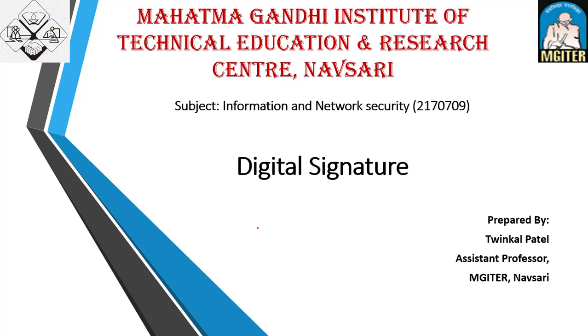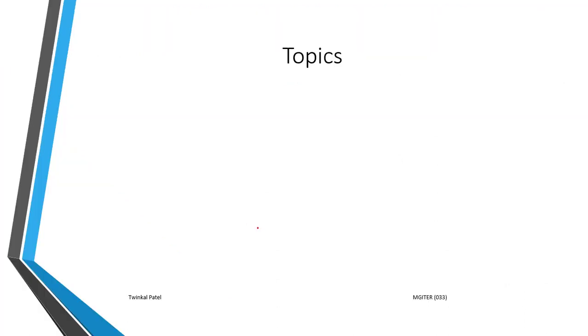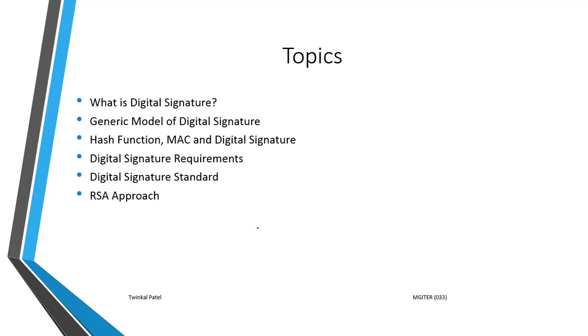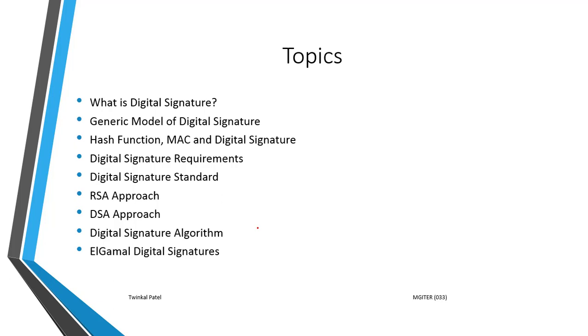This video lecture is about digital signature. In this video lecture, we will cover what is digital signature, generic model of digital signature. After that, we will see hash function, MAC and digital signature. And after that, we will see what is the requirement of digital signature. And then we will discuss RSA approach and DSA approach based on the digital signature standard. Then we will see digital signature algorithm, which is also based on the digital signature standard. And then we will see Elgamal and Schnorr digital signature algorithms.